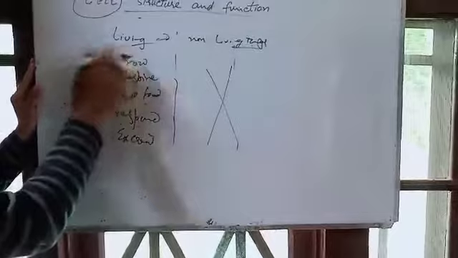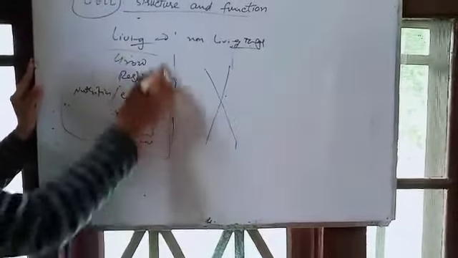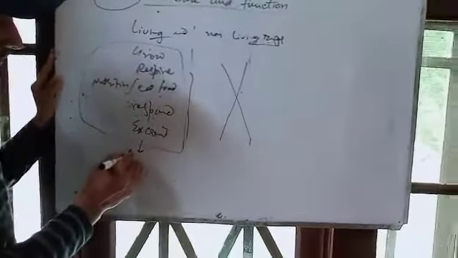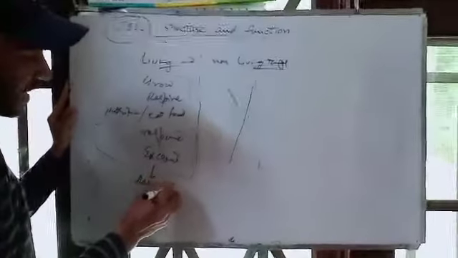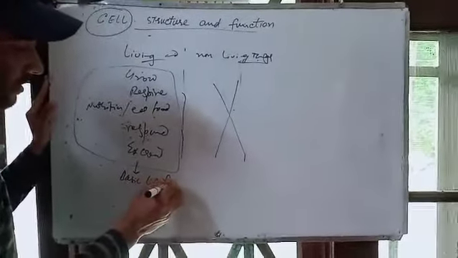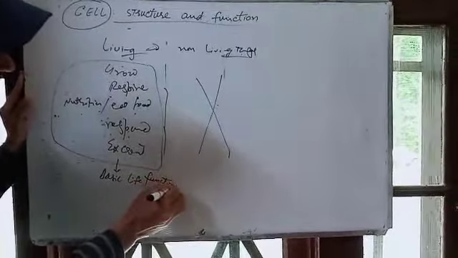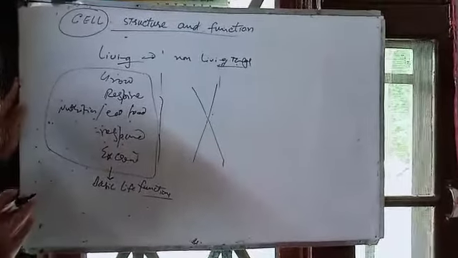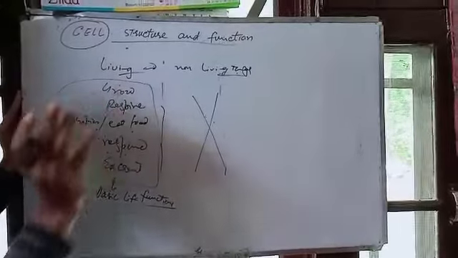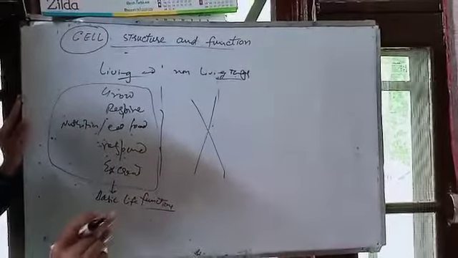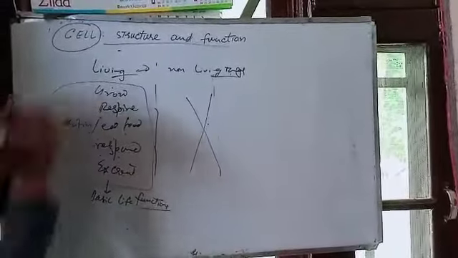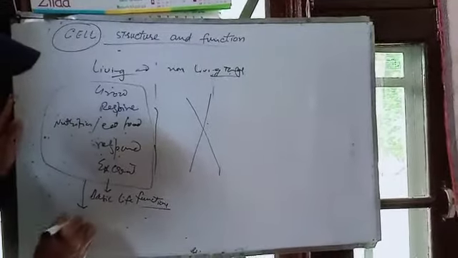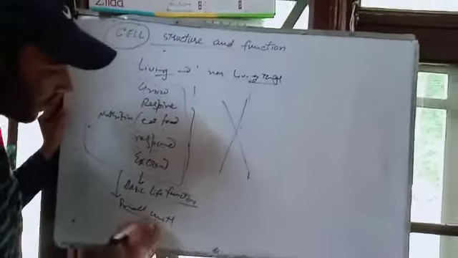These activities are known as basic life functions. And these basic life functions are performed by the small units present in living organisms. These are known as cells.